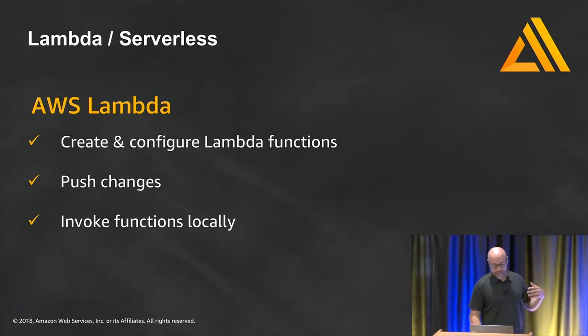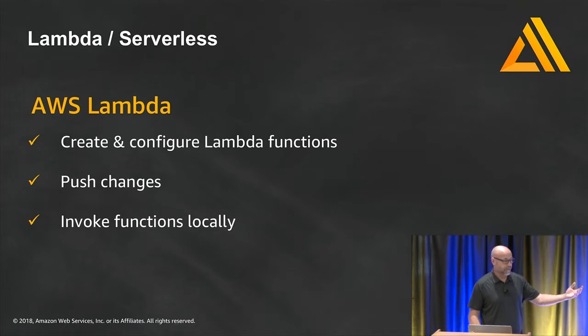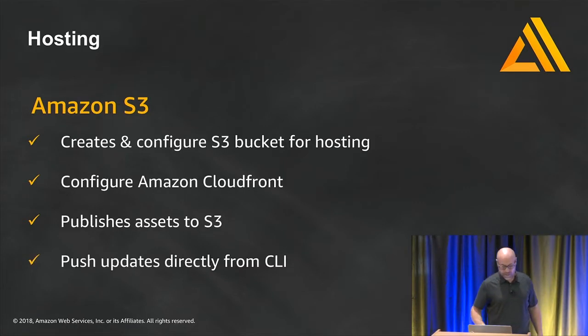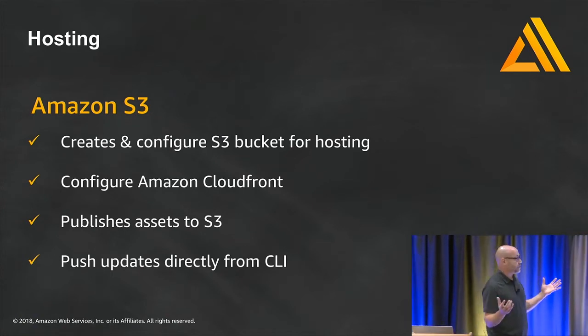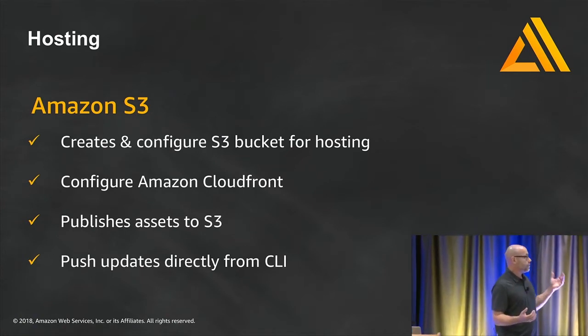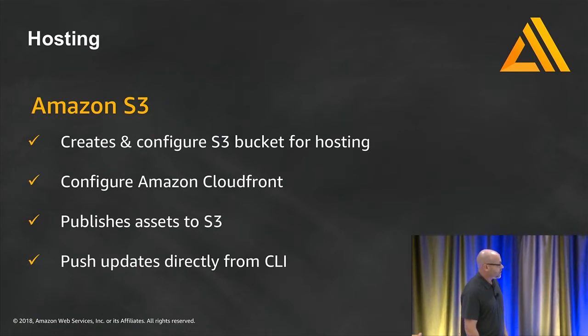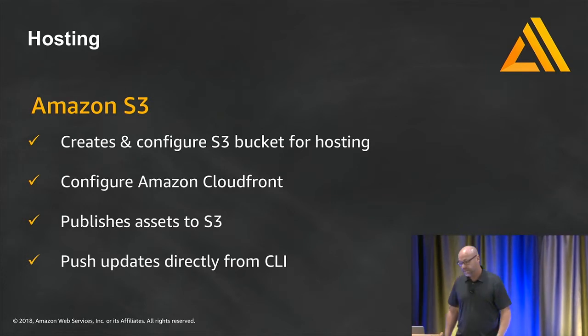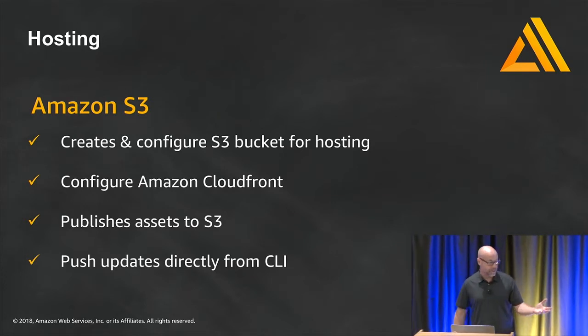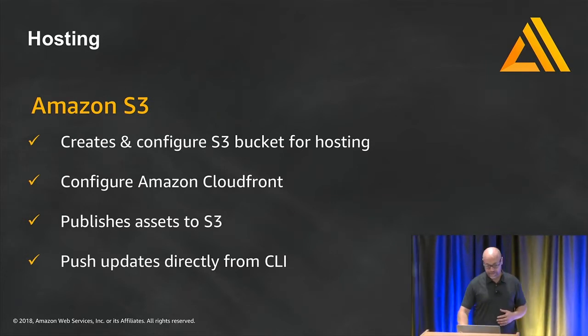And then if you want, it may be Node.js at first, but then you go back to the Lambda function and change the code behind. Everything else, the mechanism's still the same. Amazon S3, again, we can go to the Amazon S3 console and create a bucket. But remember, it creates and configures the bucket for hosting, configures Amazon CloudFront, publishes assets to S3, and then sends updates directly to S3, just like we could with the AWS Unified CLI.